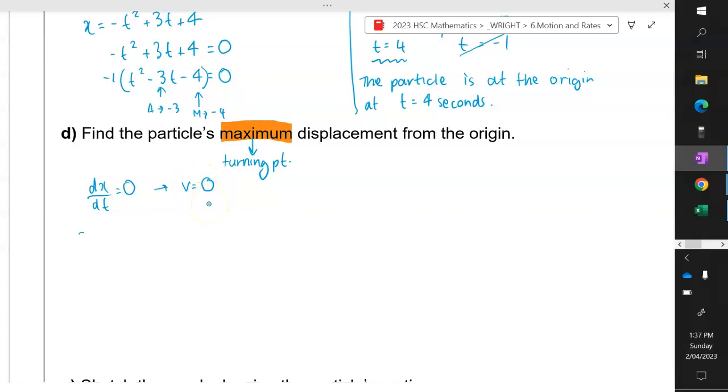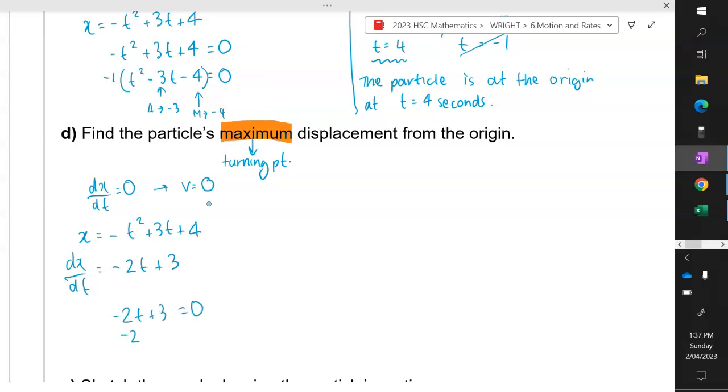So we had already differentiated, but let's just look at that again. So x is minus t squared plus 3t plus 4. So dx dt we worked out before was minus 2t plus 3. And we wanted to find the time when that was equal to 0.